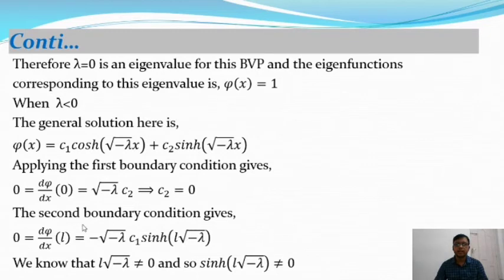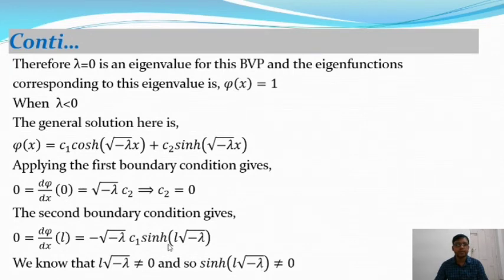Similarly, the second boundary condition will give 0 equal to d phi dx at x equal to L, which is also 0. From the general solution, we will get minus root of minus lambda into c1 sinh of L root of minus lambda. And you know that L into root of minus lambda is not equal to 0, therefore sinh of L root of minus lambda is not equal to 0.